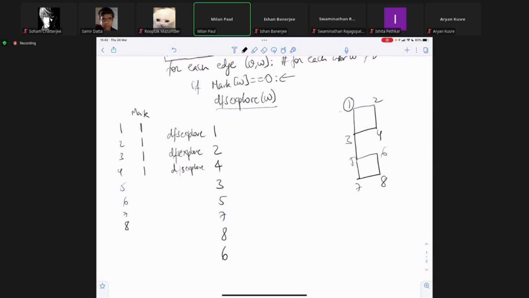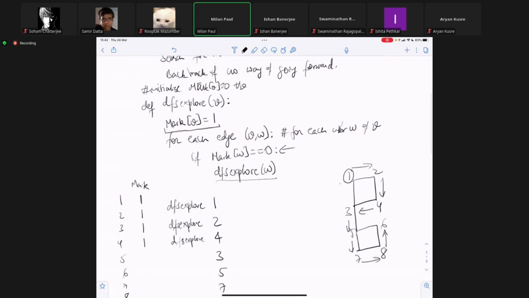Sir, in this, should we write, for one of the edges VW, sorry, in the loop? Shouldn't we write for one of the edges VW? If we are writing for each edge, then you will do it in sequence. You will first do the first edge, then the second edge, and so on. While there are more edges, you do this one by one, correct?